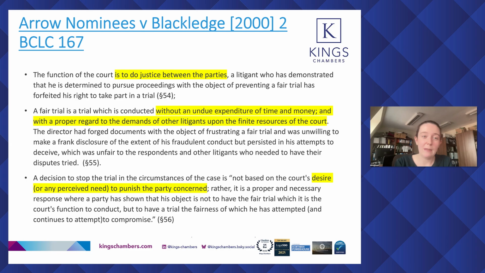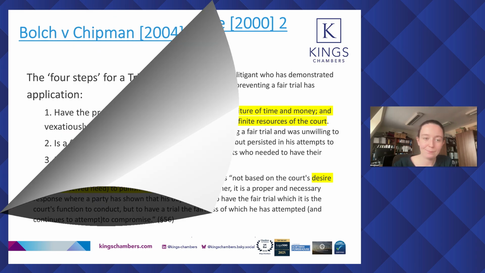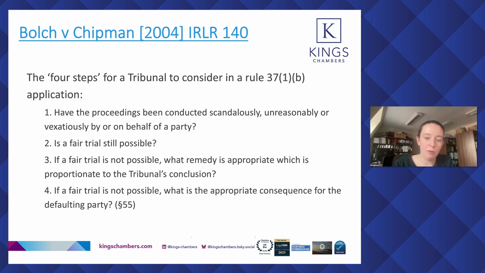And therefore, considering the impact on the tribunal system as a whole and on other parties of misconduct is really important. And finally, decisions to strike out aren't about a desire or a perceived need to punish. They're about a proper and necessary response when a party is shown that their object is not to have a fair trial. Balch and Shipman, again, is one of those big 3 that everybody needs to know.